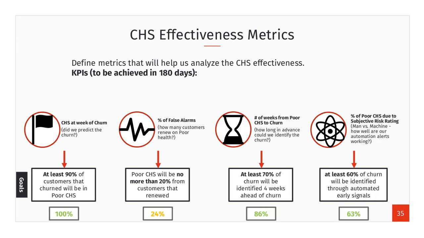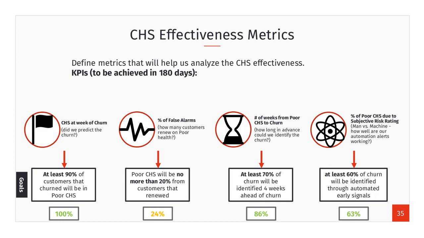I can happily share the current status that we have. The second version is not over yet, but until this moment, 100% of the customers that churned were marked as poor. I do think that I need to improve the percentage of false alarms, because the target is 20% and I already have 24%. So I need to think of ways to improve this number.